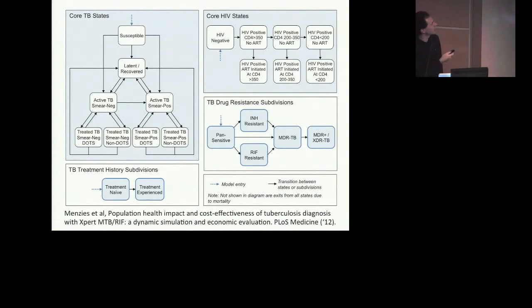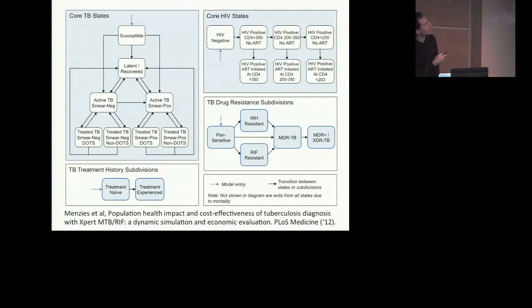And then some of the people get treated, and if they get treated, they can get treated on DOTS, which stands for Directly Observed Therapy Short Course, or they can get treated with a non-standard program. We also keep track of treatment history, so is the person somebody who's been treated before, or is it their first time? We keep track of resistance, so again, starting out in a sensitive compartment, so the strain responds to all the drugs, and then it can go on to develop resistance to one of the two drugs, isoniazid and rifampicin, that are used as primary drugs for treating tuberculosis. It can become resistant to both, in which case we talk about multi-drug resistant tuberculosis, and then it can go further in terms of resistance and become extensively drug resistant, so XDR-TB.